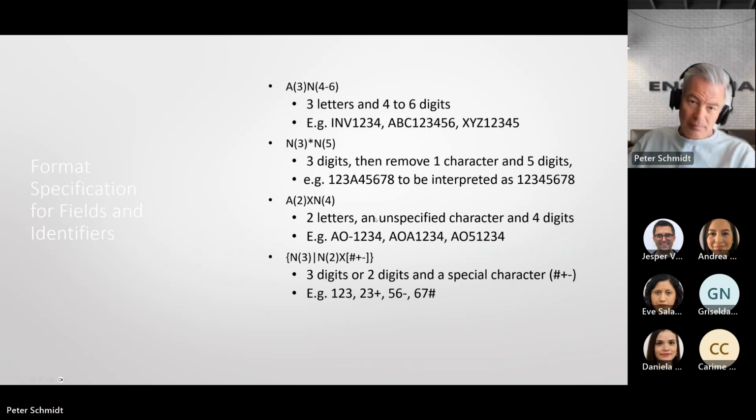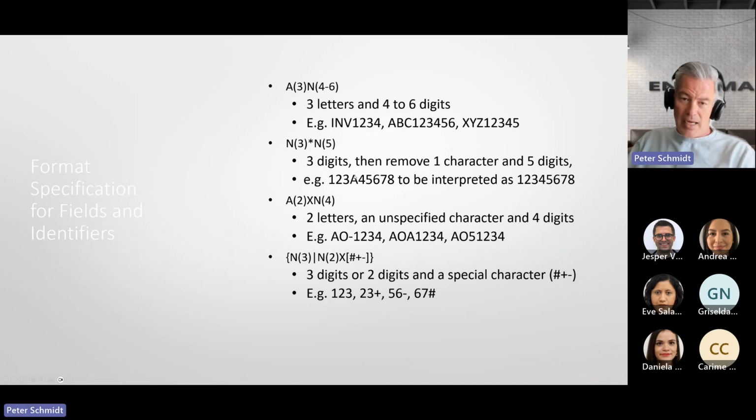And then, of course, you can combine all the different specifications. As I mentioned, if you have an invoice number saying INV 1234, you can put in a specification where you say A3 and N4 would be sufficient in this case. But if it should fit all these different scenarios, then you have to say 4 to 6. So it also accepts both 4, 5, and 6 digits.